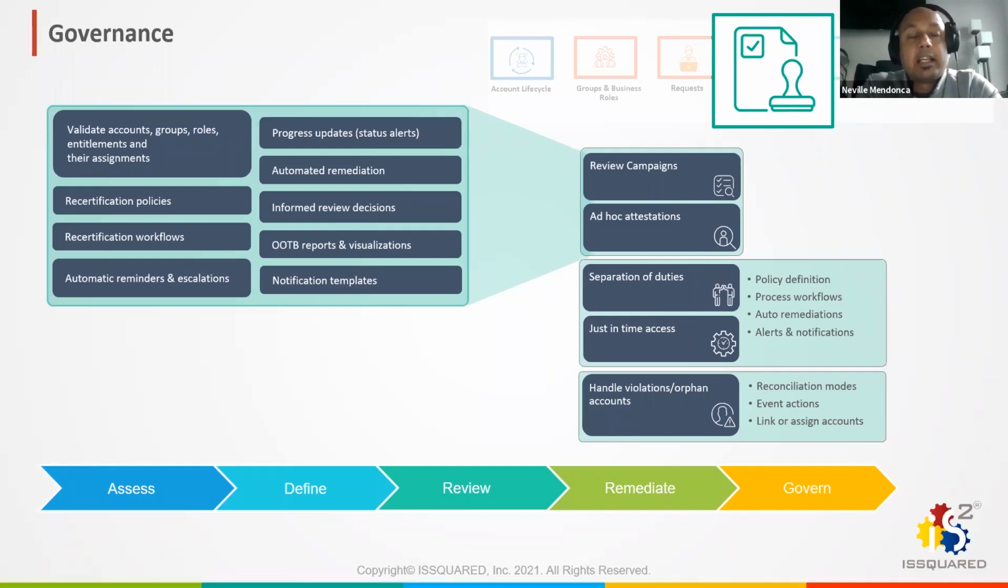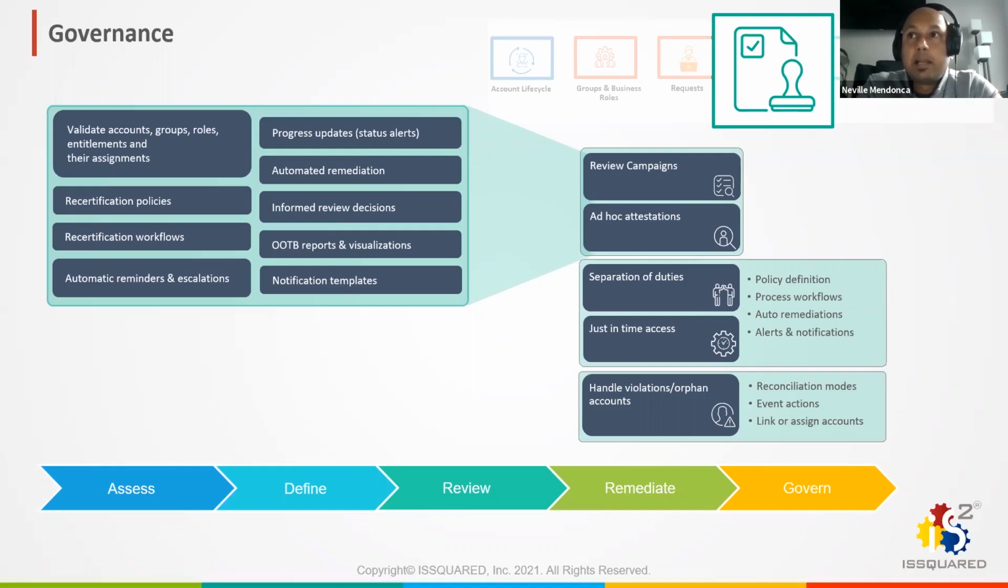Automated remediations. So now if there are requests to revoke access, then the remediation process can be automated as well. Informed review decisions. A lot of data is presented to the reviewer, so the reviewer can make informed decisions while recertifying access. There are out-of-the-box reports and visualizations that I talked about that are available to track the status, or after the recertification is done, you want to go back and check the actions that were taken during that process. Then those reports are available.